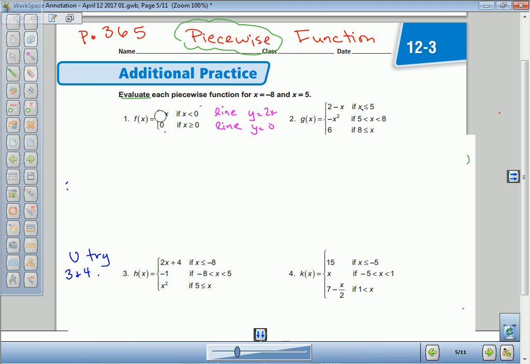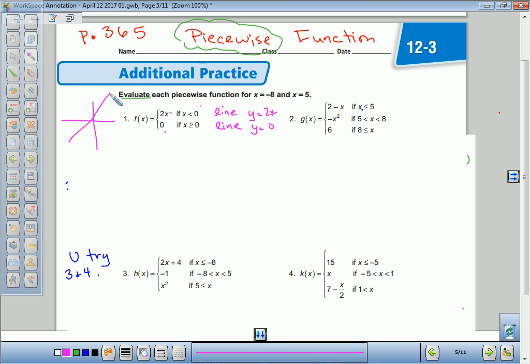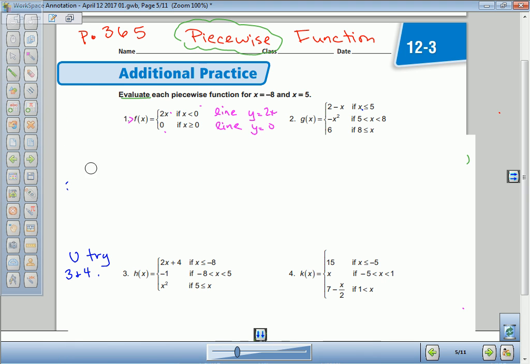So if we envision this, it looks like this. Instead of the whole y equals 2x, it's just the part on the left side. Instead of the whole y equals 0, it's just the part on the right side. So this is what this looks like. One little ray going this way, one little ray going that way. They don't have to connect at the same place, but this one actually does.